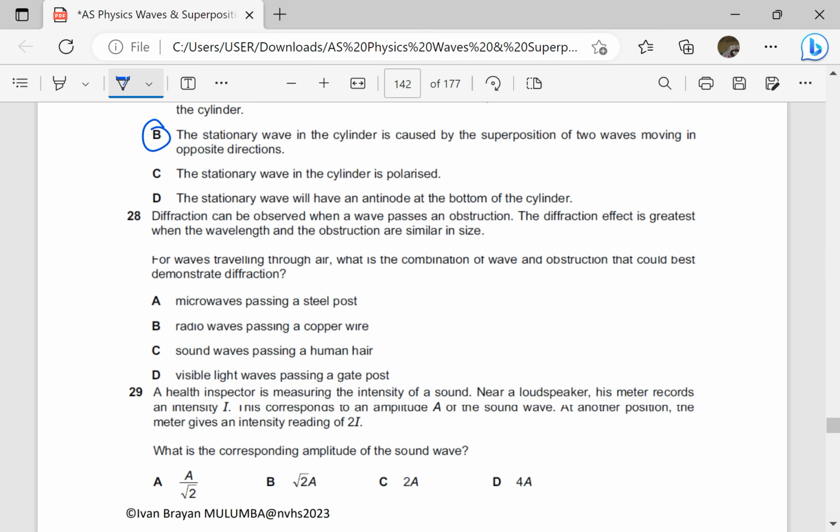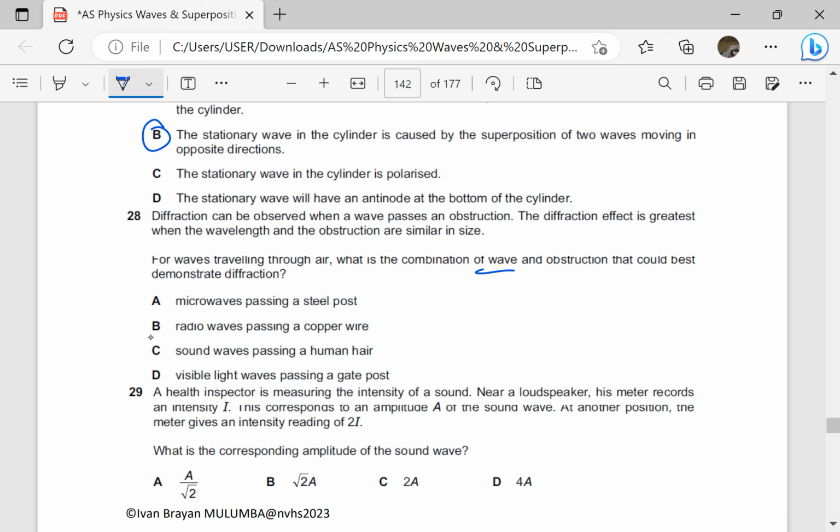Diffraction can be observed when a wave passes an obstruction. The diffraction effect is greatest when the wavelength and the obstruction are similar in size. For waves traveling through air, what is the combination of wave and obstruction that could best demonstrate diffraction?